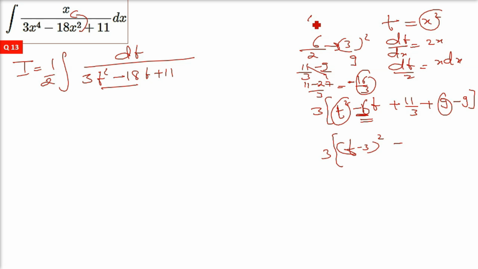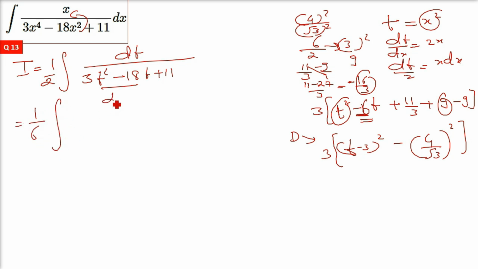So we'll have to make it as a perfect square. 16 by 3. 16 is already 4 square, 3 is under root 3 whole square. Now this denominator, if you remember, 3 was already there, 1 by 2 is already there. So 1 by 3 into 2 will be 6. dt divided by t minus 3 whole square minus 4 by root 3 whole square.